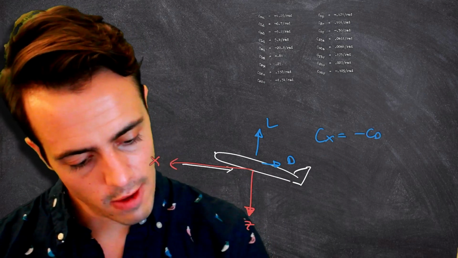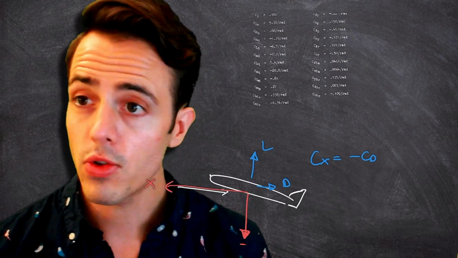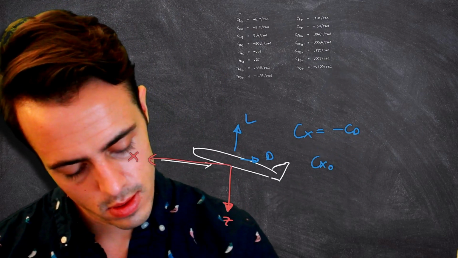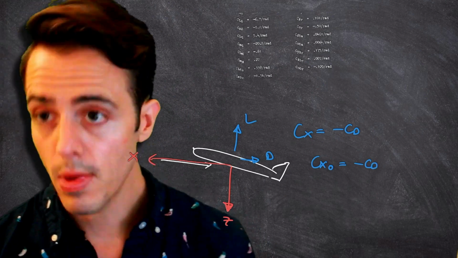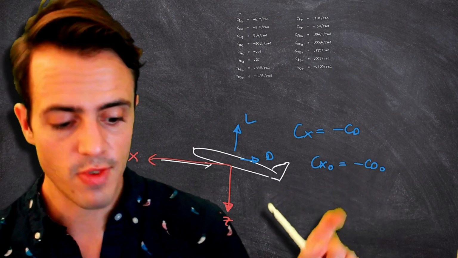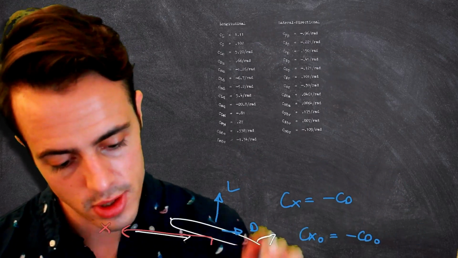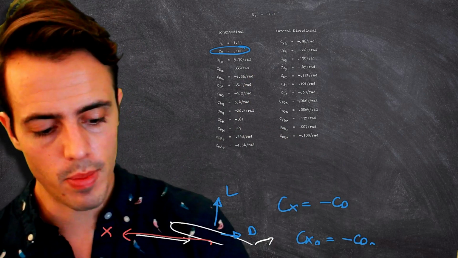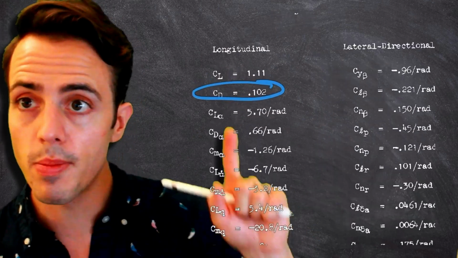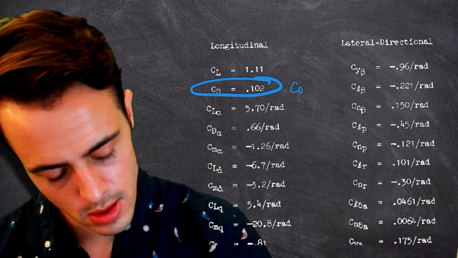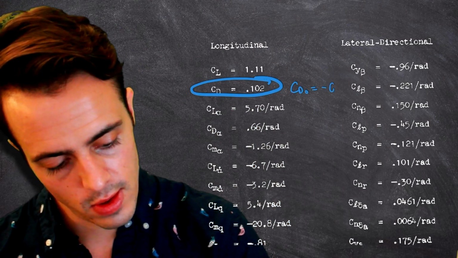So we were looking for CX0, so that now becomes minus CD0. This is not a rate of change, this is just the trim value of drag. Okay, so the zero subscript is there, which means we can just take the CD value from this table. This is from the paper. This is our CD0. And that's equal to minus CX0.